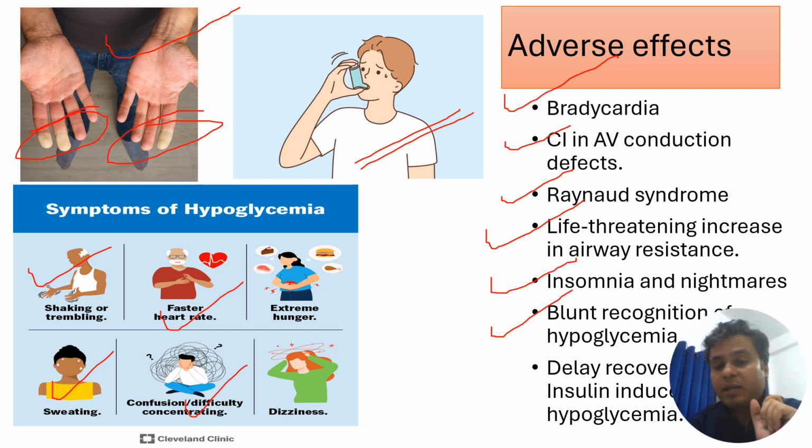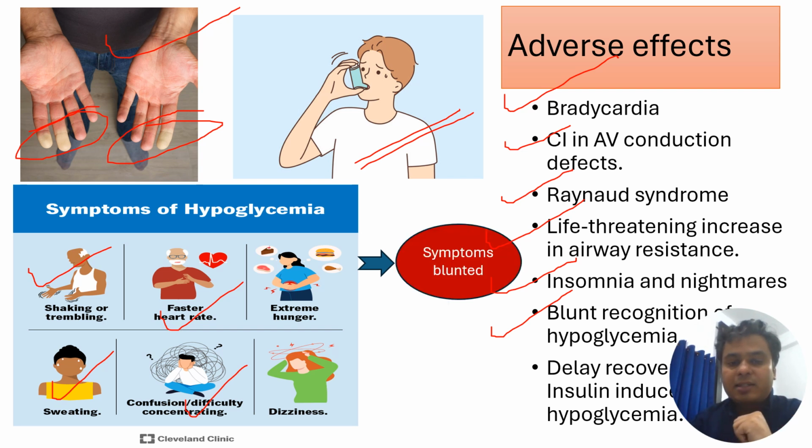If beta blockers are used in patients who are also taking anti-diabetic medications, and such a patient develops hypoglycemia, the symptoms of hypoglycemia won't be evident because the patient is also taking beta blockers. Beta blockers will block such symptoms, so such symptoms will be blunted. And also we have seen that the recovery from this hypoglycemia is delayed because beta blockers decrease glycogenolysis.